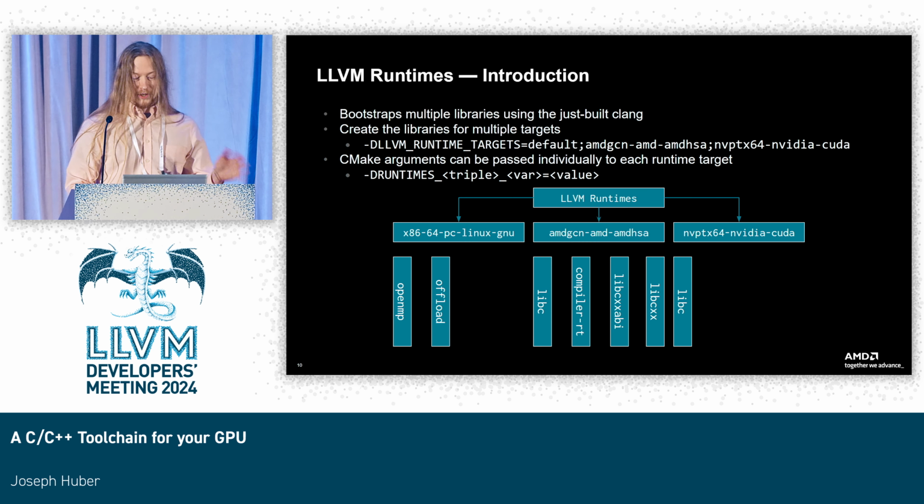So what it allows you to do is, we have this runtimes build here, where you have your x86, which is your default target for standard 64 Linux. And then we could enable, I don't know, the OpenMP or the offload targets if we want to do OpenMP offloading. And then for the AMD target, we could enable the Libc, compiler RT, Libc++, all this stuff. And then for maybe the NVPTX target, we just want Libc. You can do all of that individually because you have the control for each target as its own individual target.